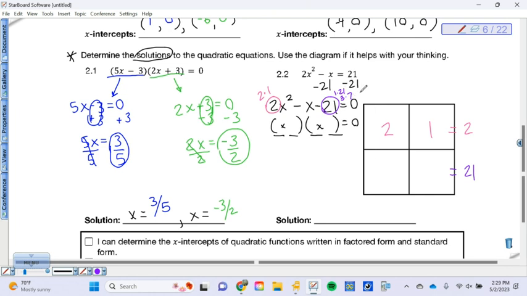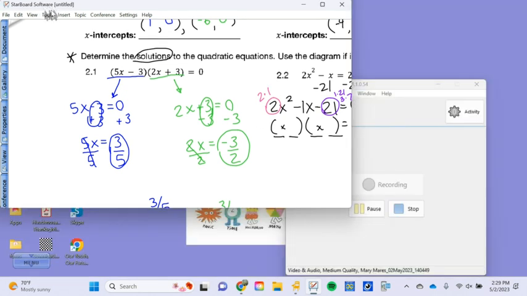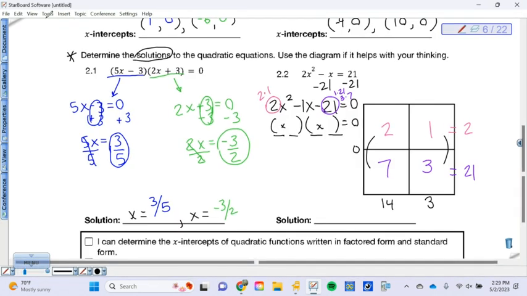Which one should I try? Should I do 3 and 7 or 7 and 3? 7 first. Okay. So now we try outers. What's 2 times 7? 14. And my inners would be 1 times 3 is? Can I use 14 and 3 to get to negative 1? No. Flip it. Let's flip it.